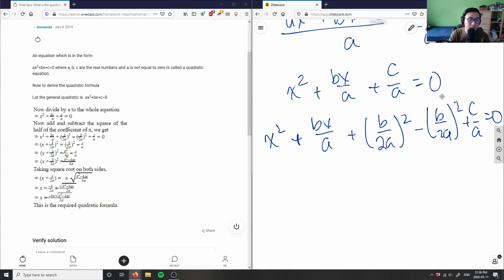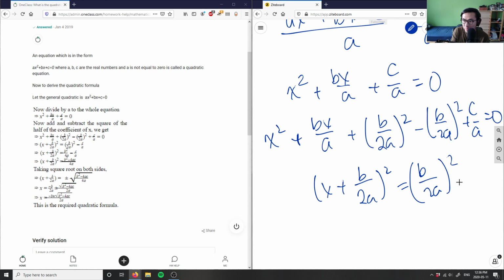And then, as you can see, I can now group these terms because this is a perfect square trinomial, right? So I can say that this is simply x plus b over 2a squared, which equals, and then I'm moving everything to the other side, positive b over 2a squared minus c over a.